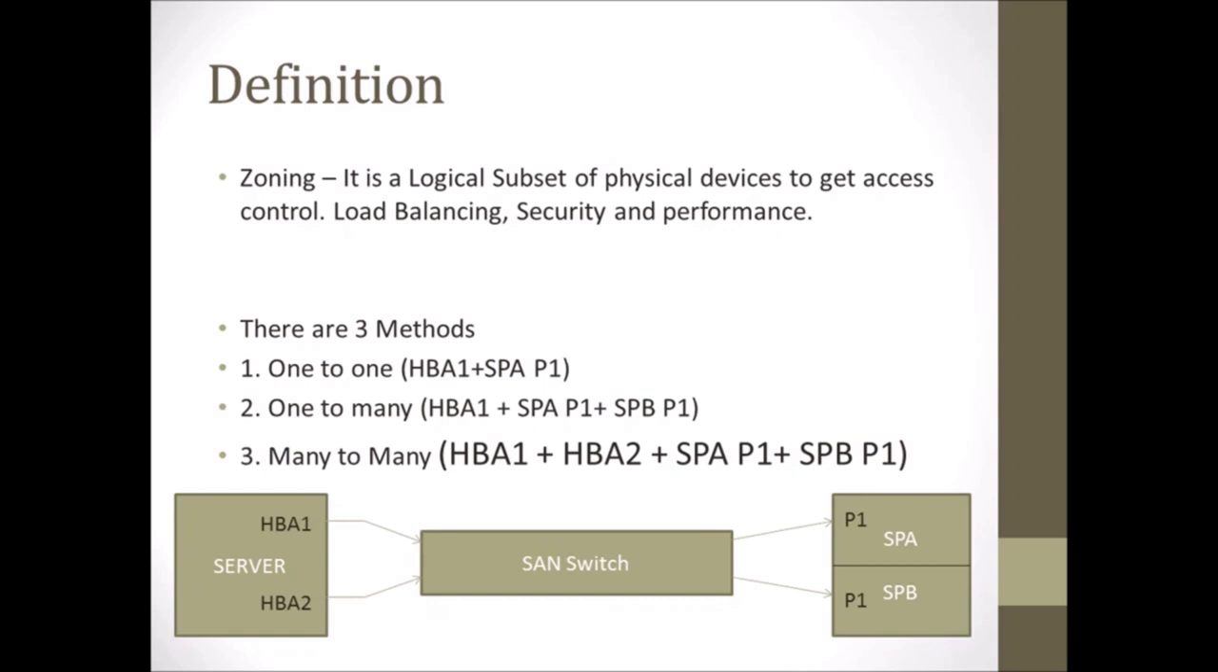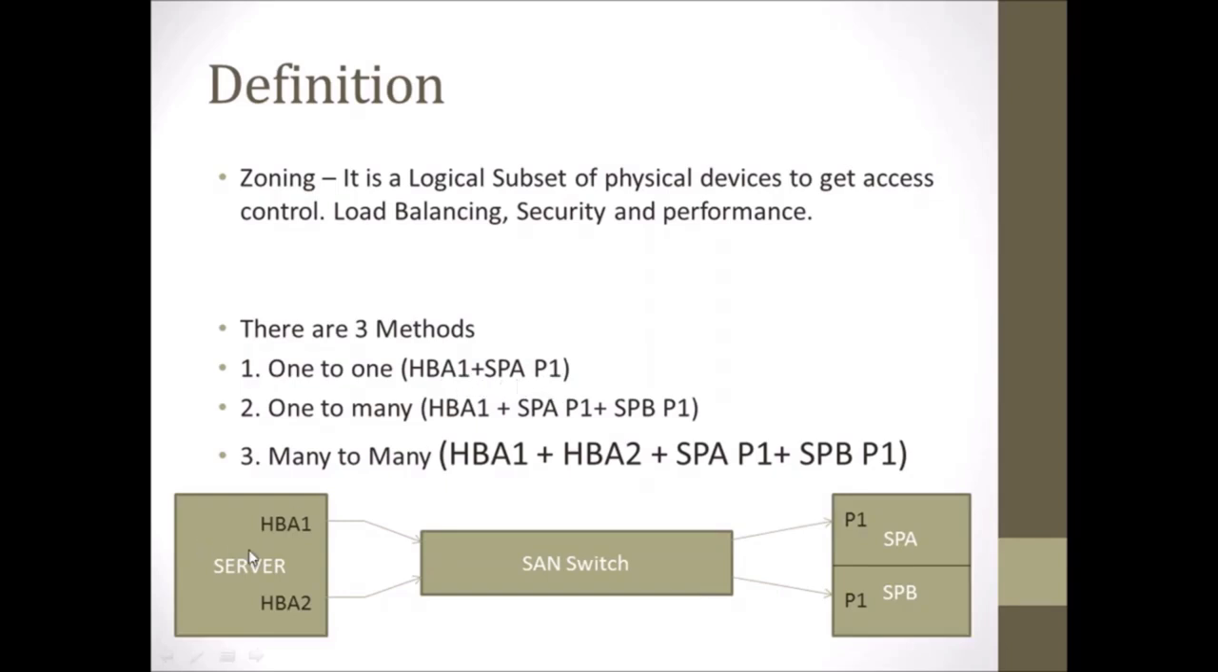In zoning, there are three methods available. The first method is one-to-one, the second method is one-to-many, and the third method is many-to-many. In one-to-one, you can see HBA 1 and SPA port 1. Okay, so we can create a zone between HBA 1 and SPA port 1.